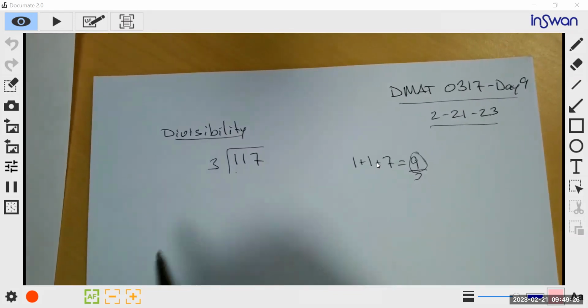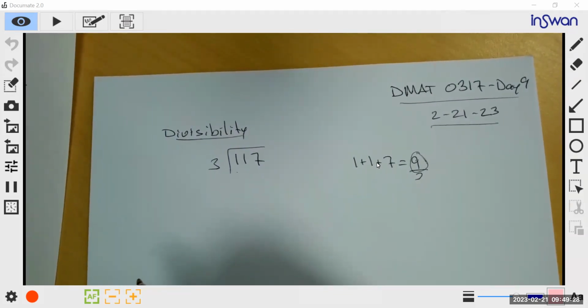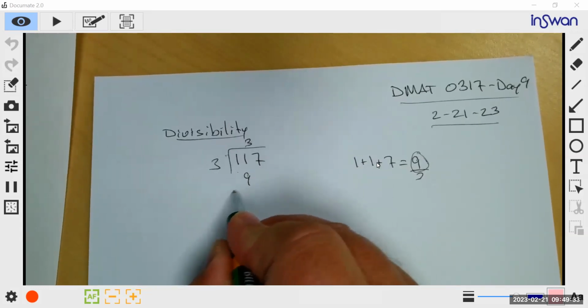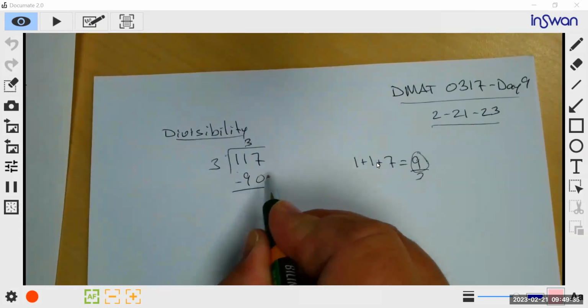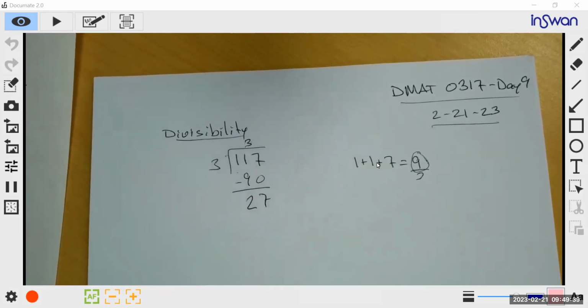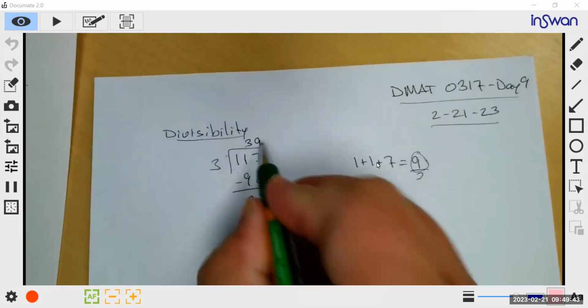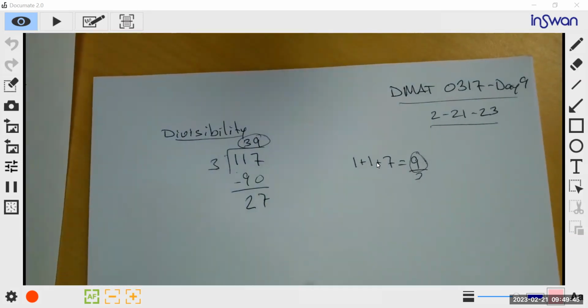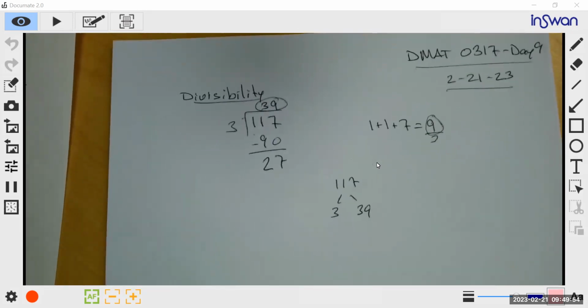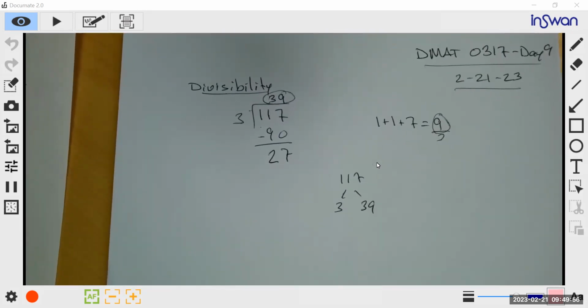3 goes into 11 how many times? 3 times. 3 times 3 is 9. 11 minus 9 is 2. 3 goes into 27 how many times? So we know that 117 is divisible by 3 and 39. And we're going to talk about that in a little bit itself.